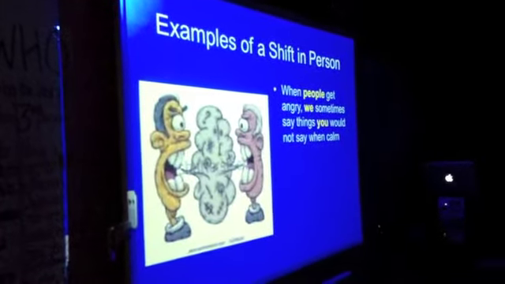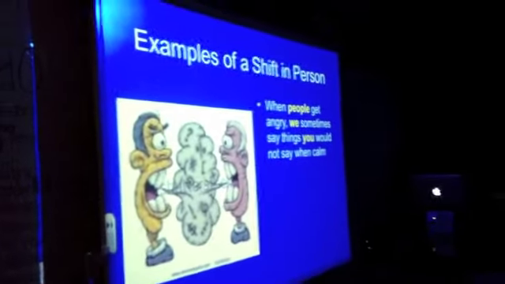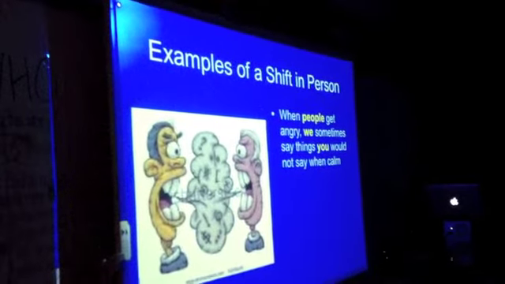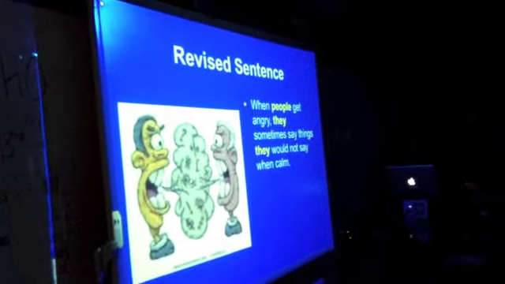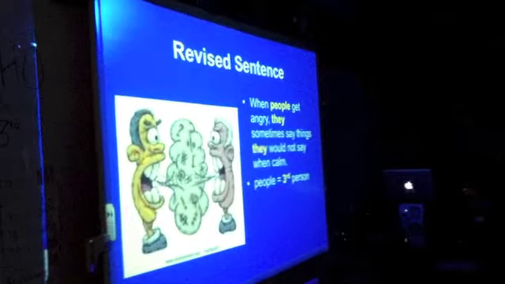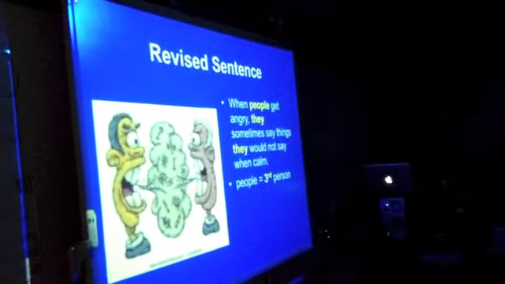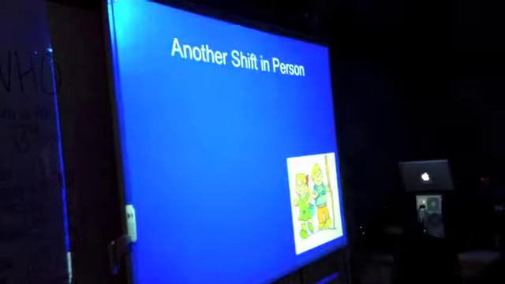Okay, so when people get angry, we sometimes say things you would not say when calm. People, we, and you. I have three different pronouns. Revised: When people get angry, they sometimes say things they would not say when calm. Notice I've changed some words. I kept people, which was in third person. So I had to change my other pronouns to make them third person also. So now I have they, which is third person.